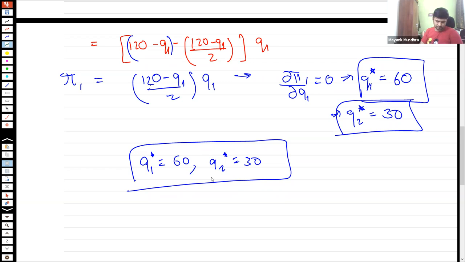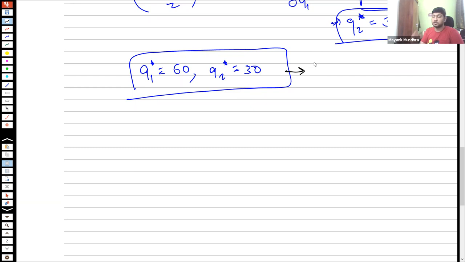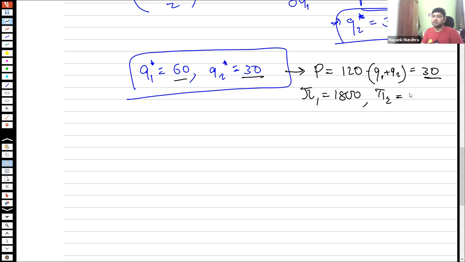Now I want to compare this with the previous case of simultaneous movement. So this was sequential movement. But just before that, the price in this case is going to be 120 minus Q1 plus Q2, so that is going to be 30. So price is 30. Profit is just revenue. So profit of firm 1 is 60 into 30, that's 1800. And profit of firm 2 is 30 into 30, which is equal to 900.